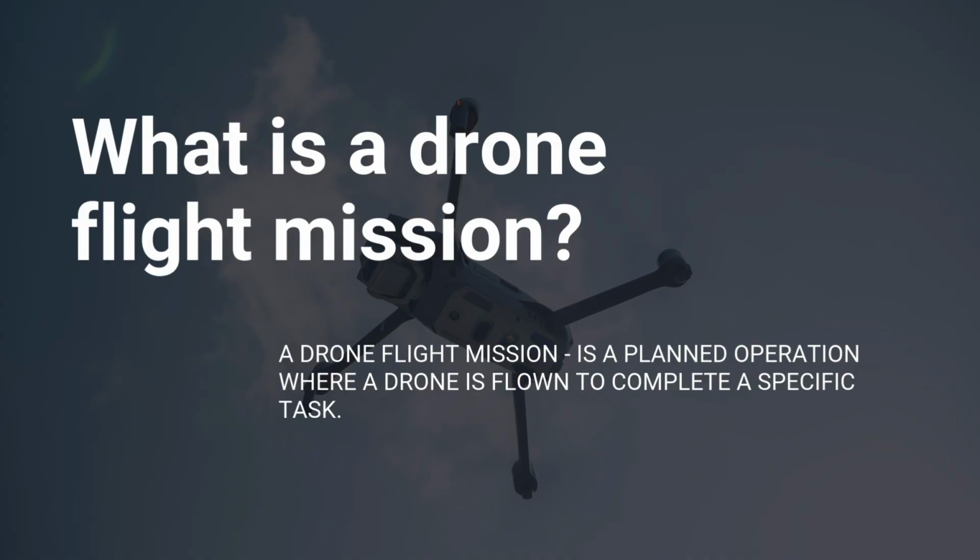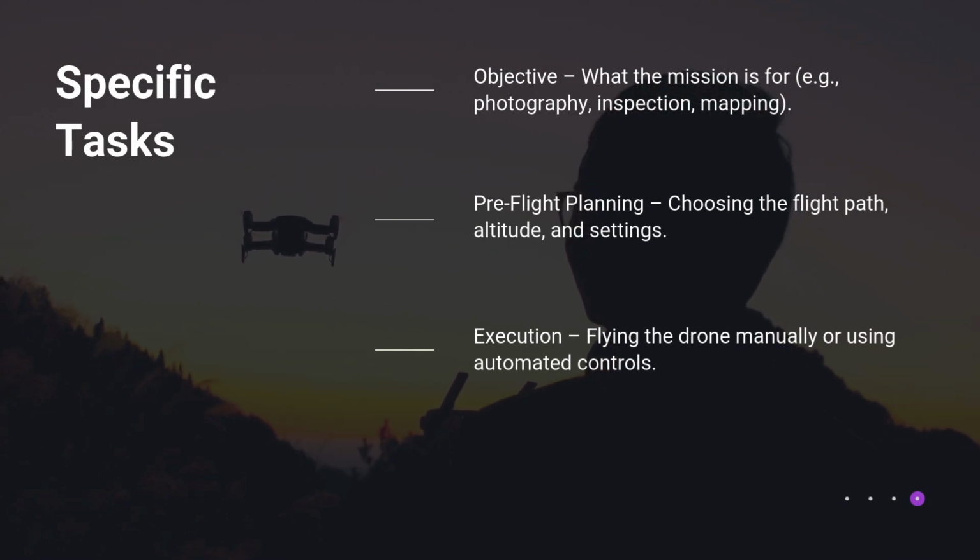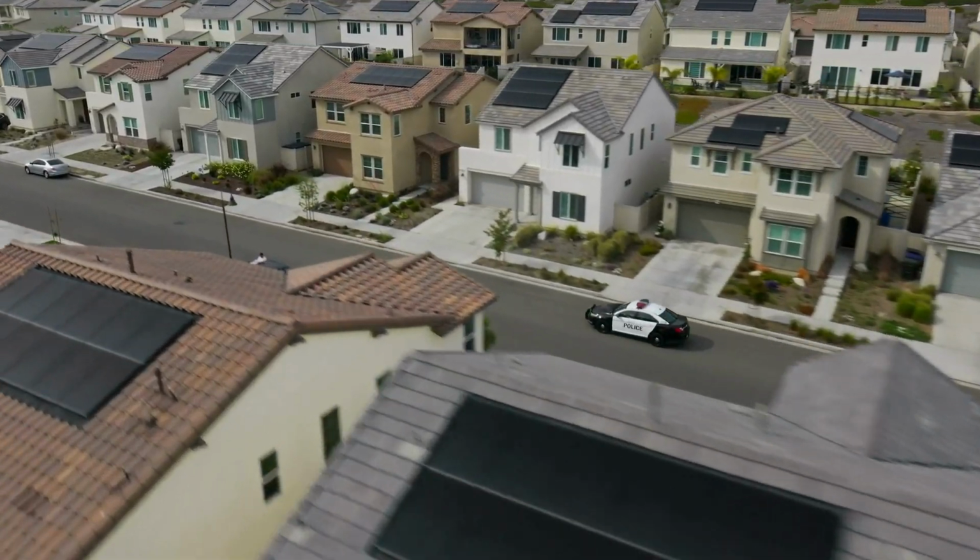You may have heard me use the term mission. I want to break that down and help you understand what that means. I'm referring to a drone flight mission, which is a planned operation where a drone is flown to complete a specific task. This typically involves several things. Number one, you have to narrow down the objective. What is this mission for? In our case, we are trying to deploy to the scene of a crime. That's our objective.